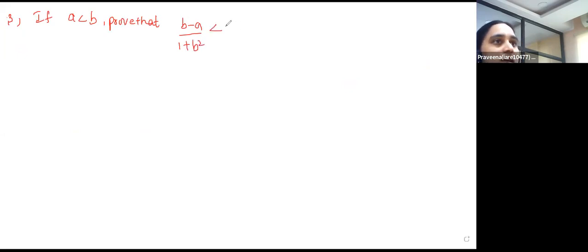Next question, it's a very important question now from the Lagranges. Note down, all of you. Third question: if a is less than b, prove that (b minus a)/(1 plus b square) is less than tan inverse b minus tan inverse a, which is less than (b minus a)/(1 plus a square), using Lagrange's mean value theorem.